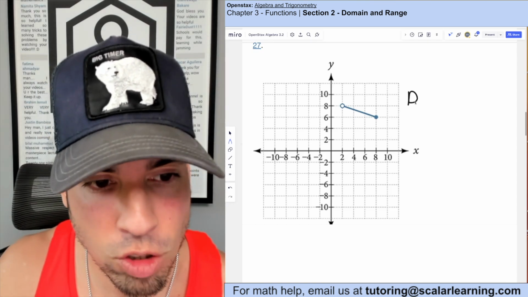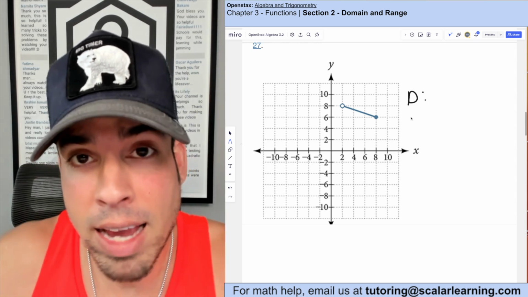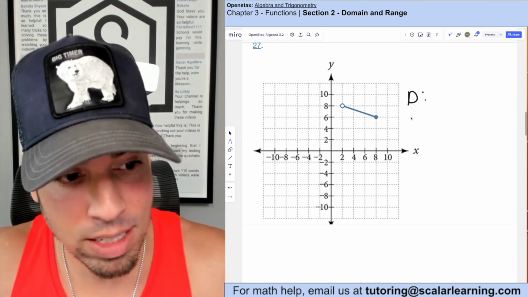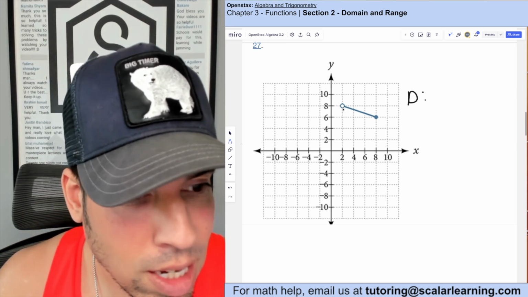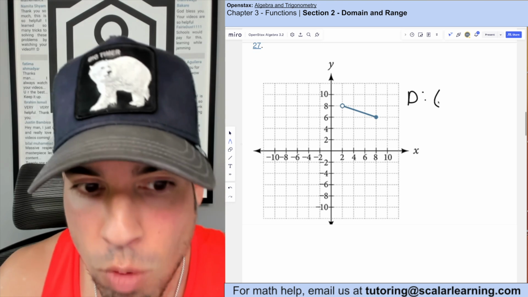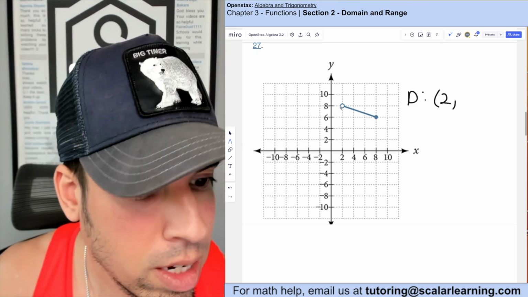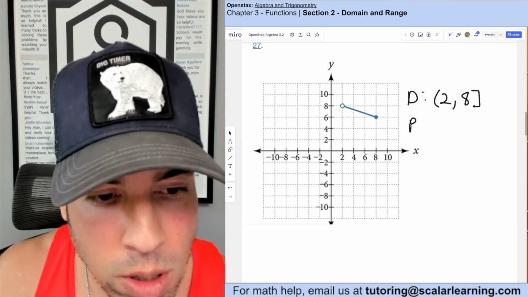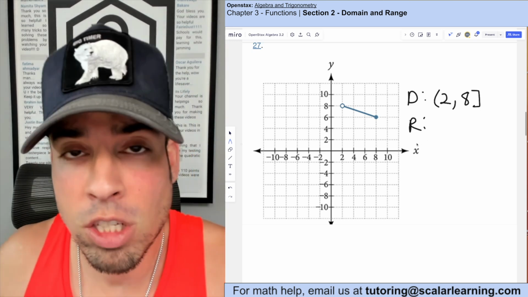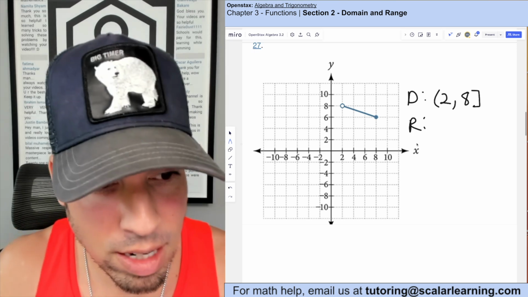For this one, we want to figure out the domain and the range. So as we've seen, domain is all the viable x values, or the x values that exist for this function. It's pretty visually apparent because the x values start at 2, but again, it's an open circle, so we don't include that. And it goes up to and including 8, so we get that nice square bracket. Well, what about the range?